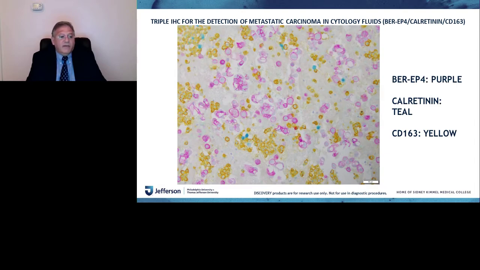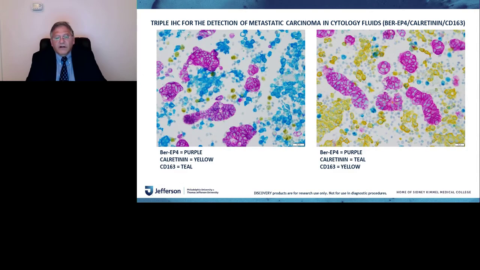This is the same example of a triple stain in the fluid. Here we're dealing with a tumor that was basically not clustering, but were predominantly individual tumor cells that can very easily be confused with background macrophages or mesothelial cells. Different colors, different antibodies, identifying different classes of cells, giving you very easily the correct diagnosis.